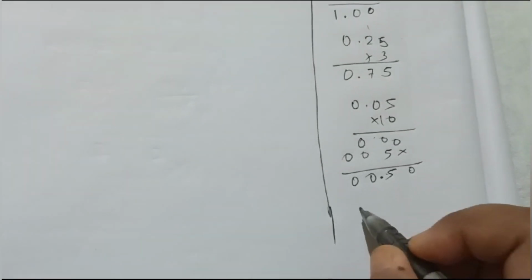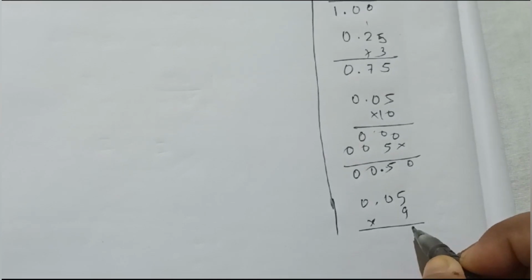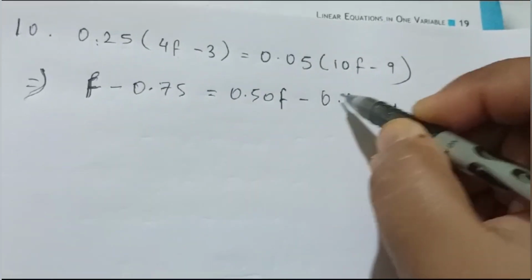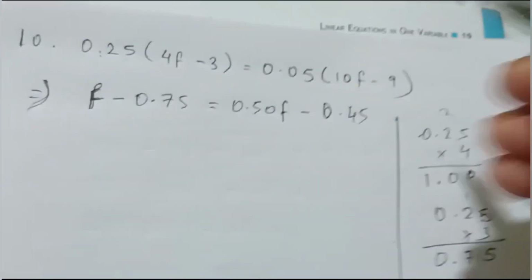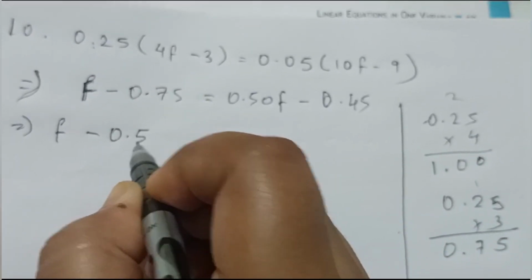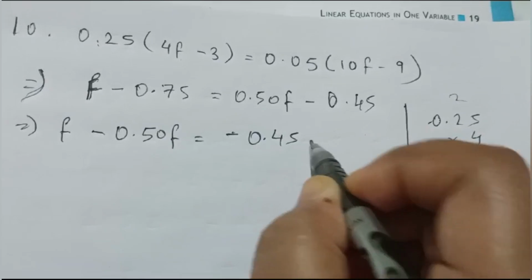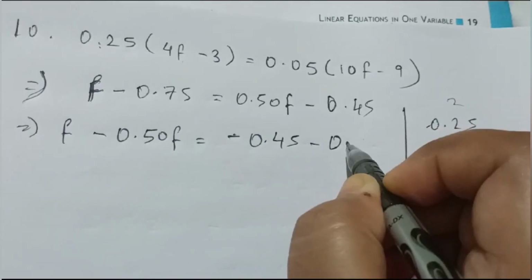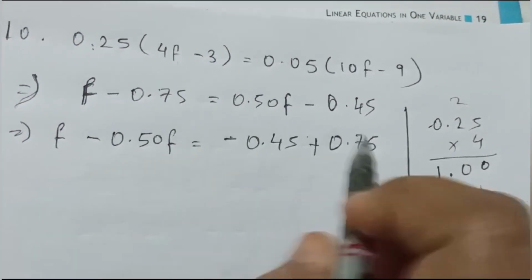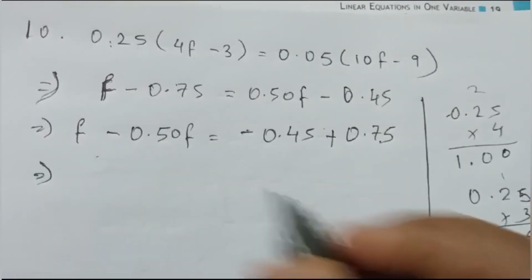Now 0.05 into 9, how much? 45, and this one 0.45. Then we'll write like this: F, this will bring here minus 0.50F is equal to this one. We'll write like this: 0.45 minus 0.75. This one will be plus, this is plus minus, no? When it comes here, it will become what? Minus.